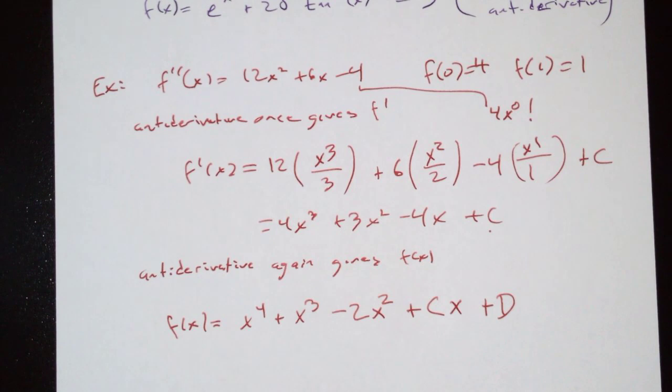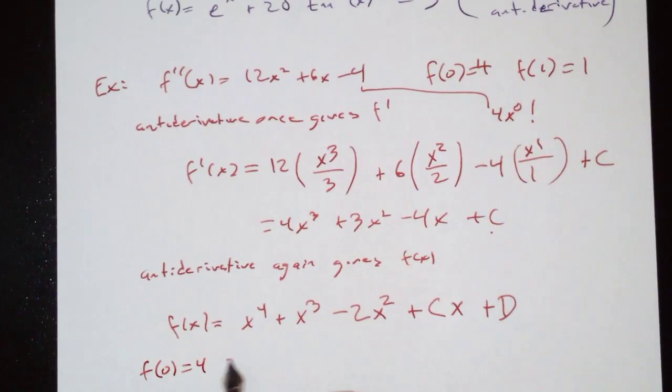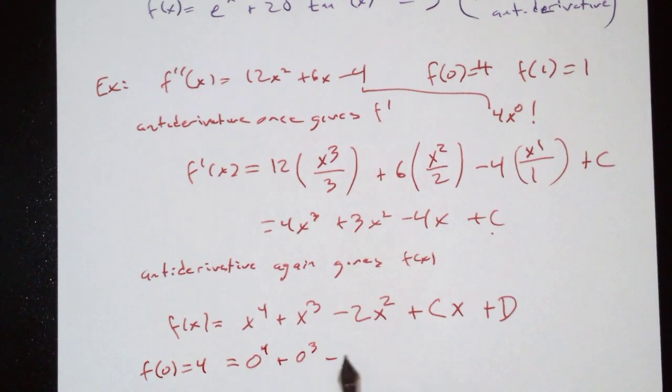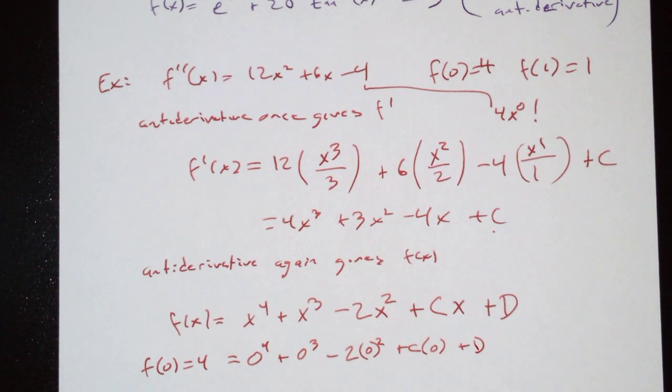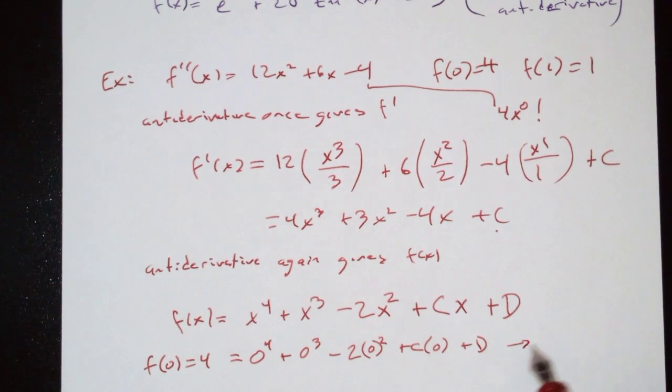And I have two initial conditions up there. F of 0 and F of 1. Plug them in. If you plug in 0, you're going to get 1. Oh, sorry, you're going to get 4. F of 0 equals 4. So that's 0 to the 4th, 0 cubed, 2 times 0 squared, C times 0 plus D. What is the right-hand side expression? D. It's just D. Everything else is a 0, so D is 4.